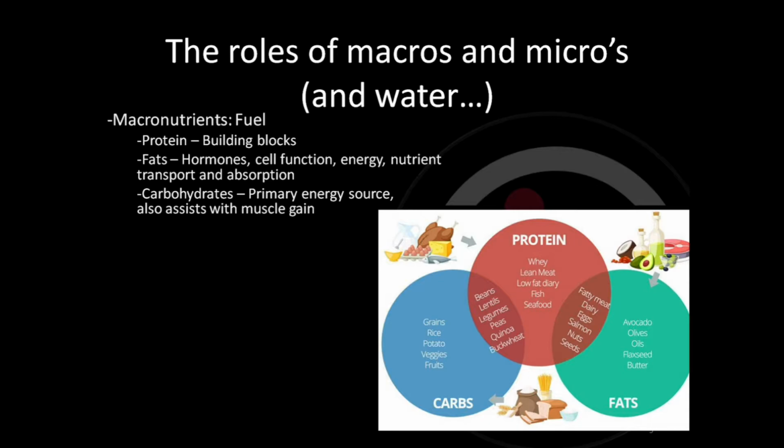Carbohydrates are the body's primary energy source, and also assist with muscle gain. If you're in a caloric surplus, it helps create an environment where you're able to perform better in the gym, you've got more energy, and it helps contribute to preventing muscle atrophy.